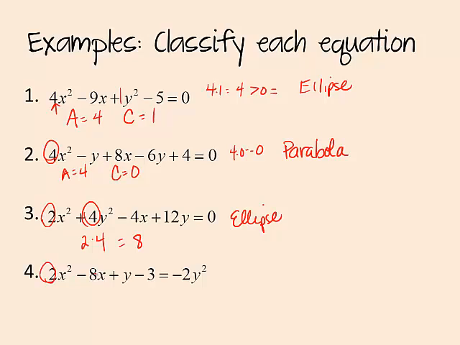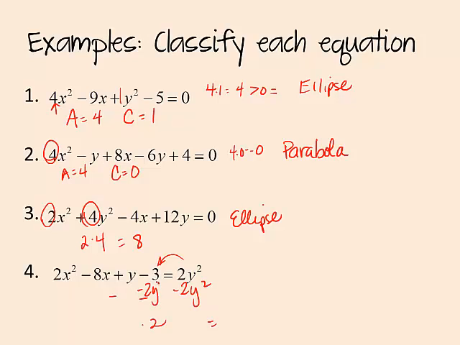Number 4 here, what I want you to notice is that it's not equal to 0. So I need to move this to the left to make it equal 0 before I start judging things, okay? So when I do that, I get 2x squared minus 2y squared. I'm just going to move it to the front of the line because it's really all I care about. Everything else stays the same.